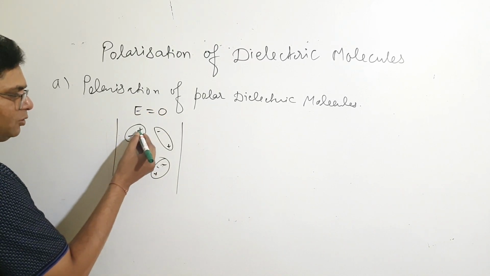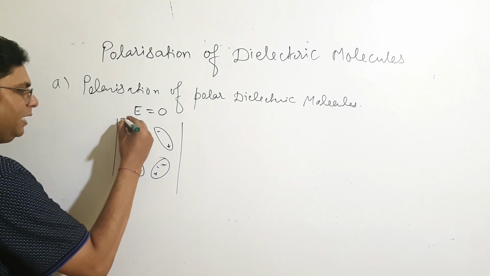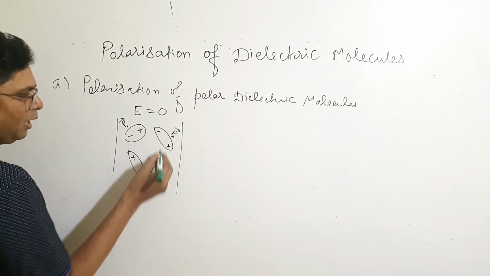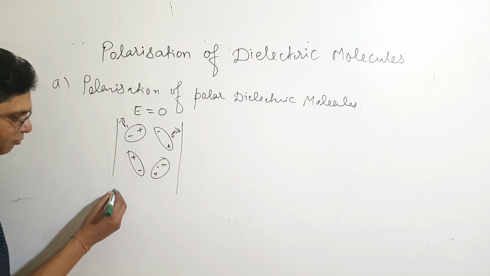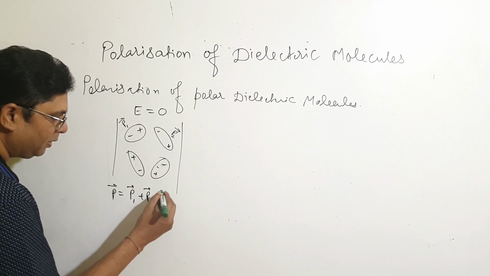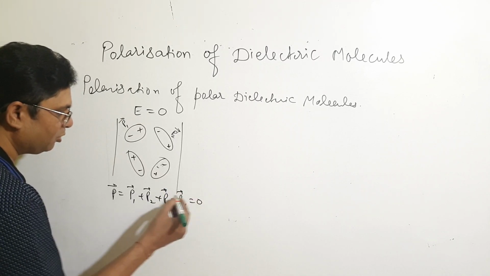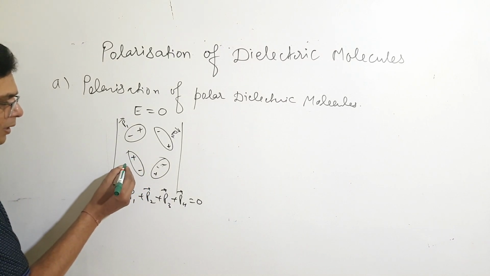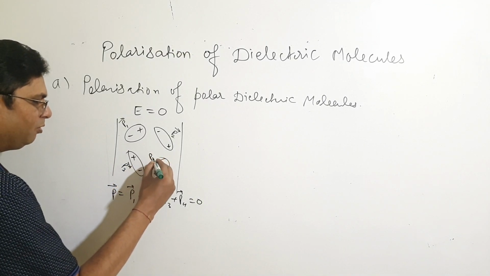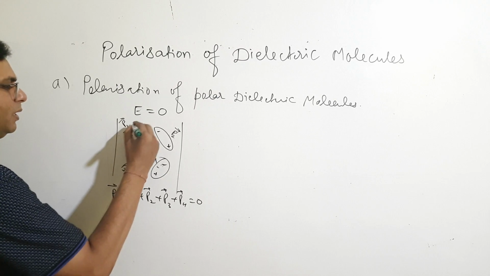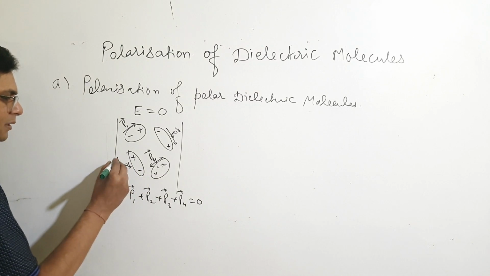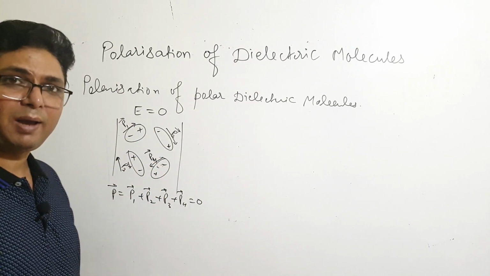So we have minus to plus is P1. This is intrinsic dipole moment for this molecule. In the same way for this molecule we have P2 and so on. So we have P equals P1 plus P2 plus P3 plus P4, which is equal to 0, because here we have P3, here we have P4, and we know that direction is from minus to plus side. All have direction from minus to plus. So this direction will cancel out because they have same magnitude.